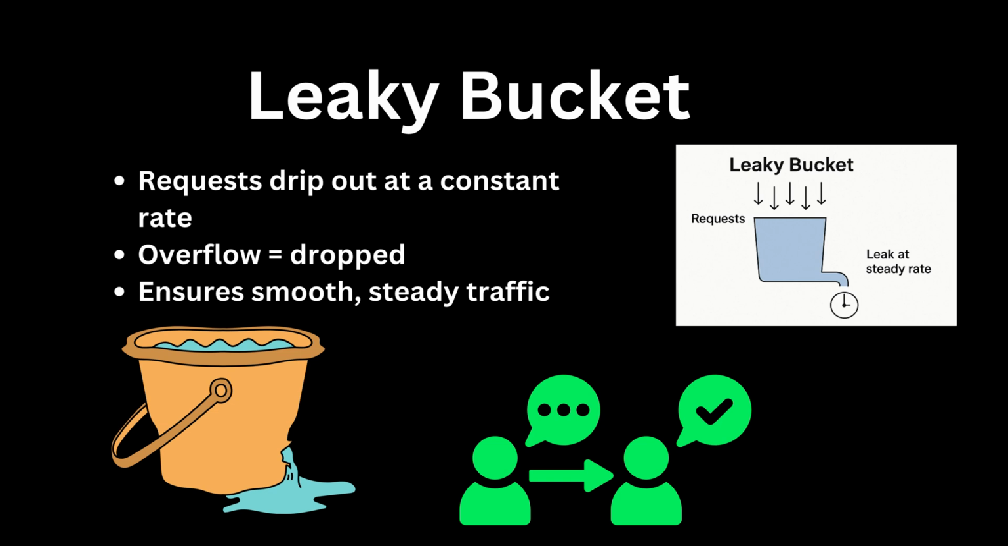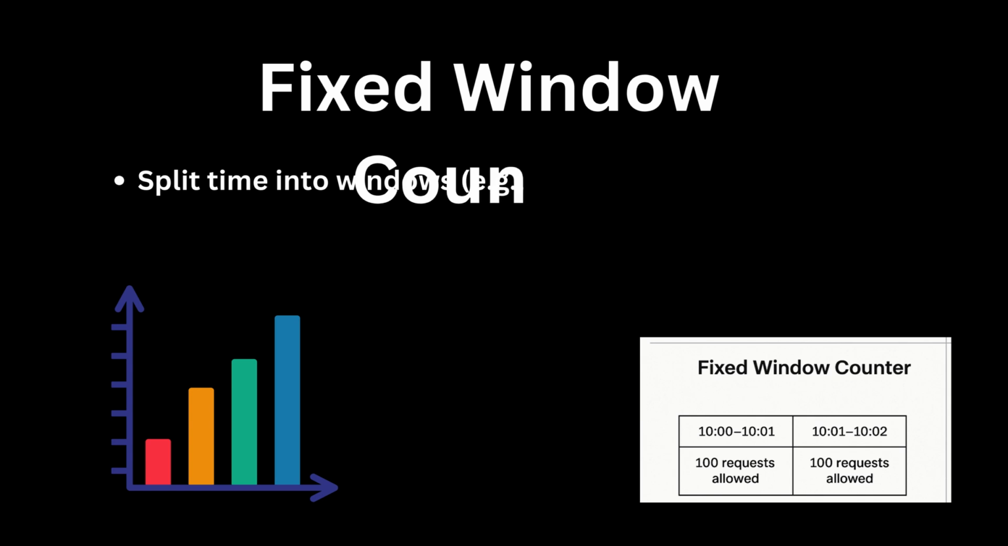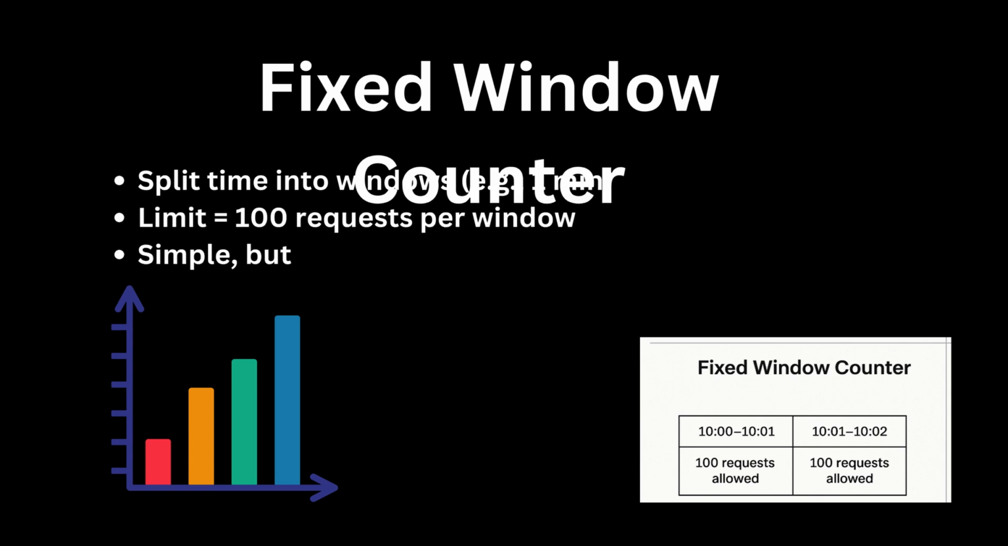2. Leaky bucket algorithm. This one's a bit stricter. Now imagine the same bucket, but with a tiny hole at the bottom. Water, or in our case requests, drips out at a fixed rate. You can pour in as many requests as you want, but they'll only be processed slowly and steadily. If the bucket overflows, sorry, those extra requests just get dropped. Perfect if you want traffic to be super smooth and predictable.